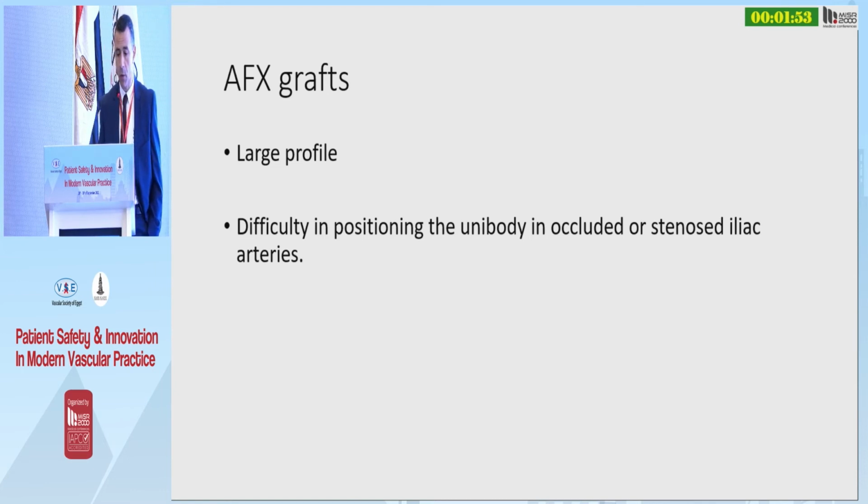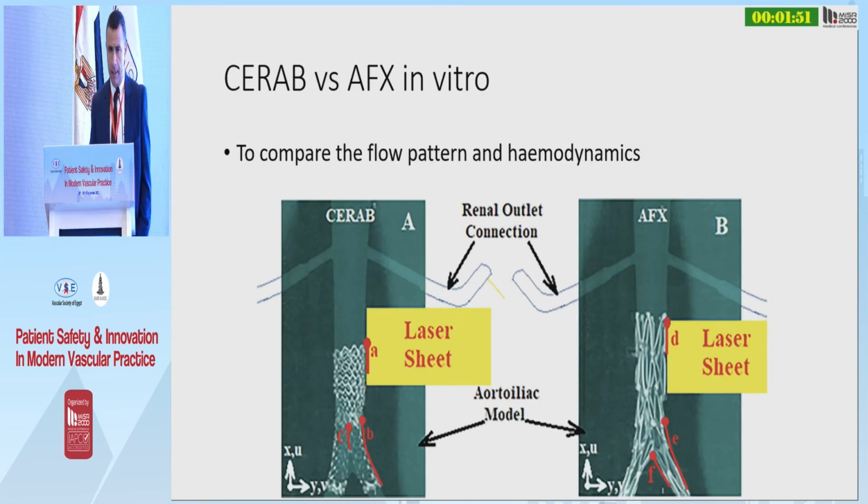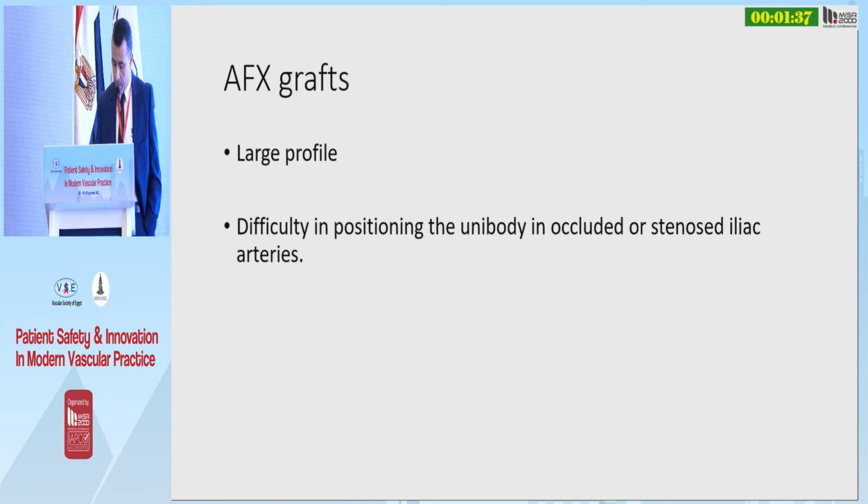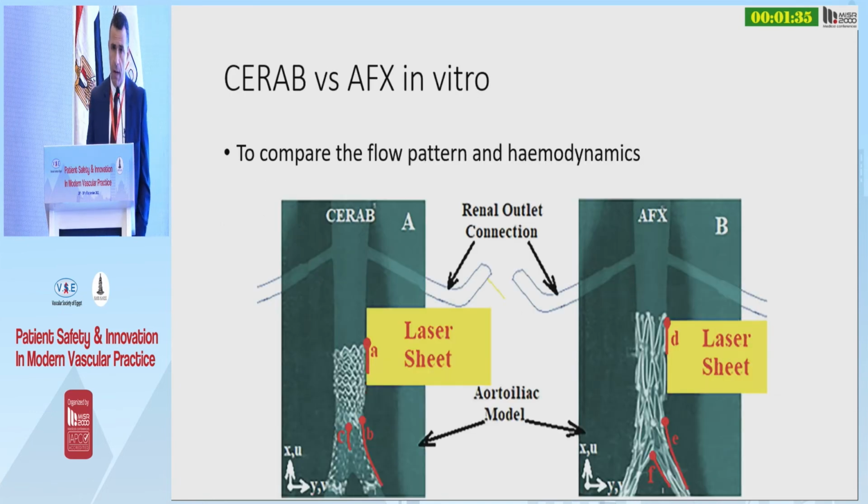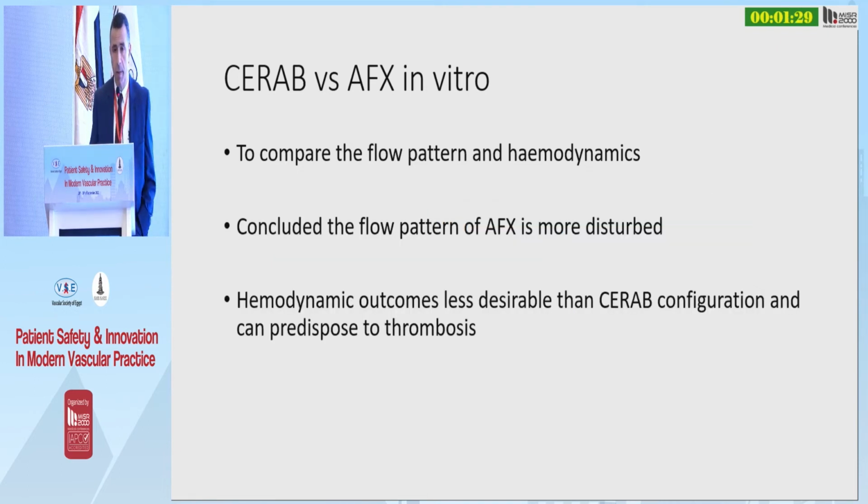The other thing is the difficulty in positioning the unibody in occluded iliac arteries or tightly stenosed iliac arteries. So in order to again measure the superiority of the CERAB, the three-stent configuration, versus the unibody endograft of the AFX, again the group from the Netherlands looked in vitro at the mismatch, the recirculation and the flow pattern. And again they found that the flow pattern and the hemodynamics are better with the CERAB, the three-stent configuration. And the hemodynamics is more desirable in the CERAB, which should reduce thrombosis and give better outcomes.